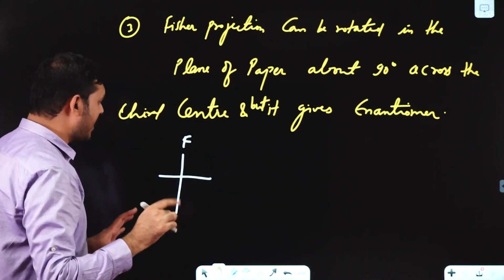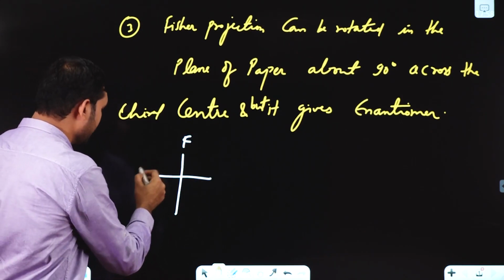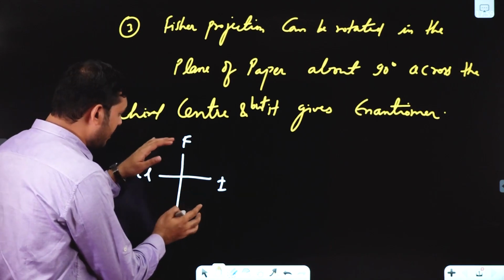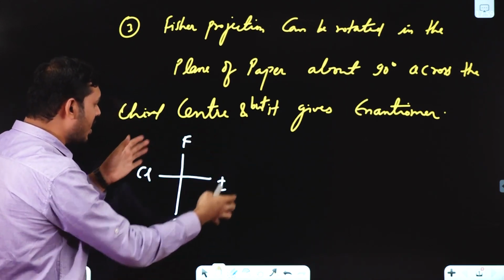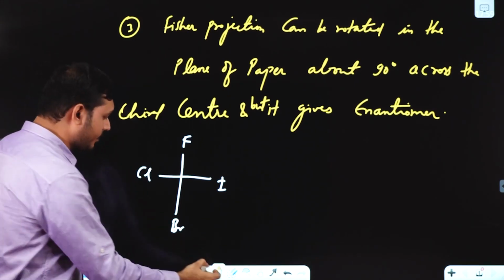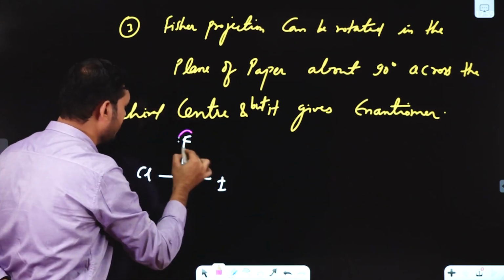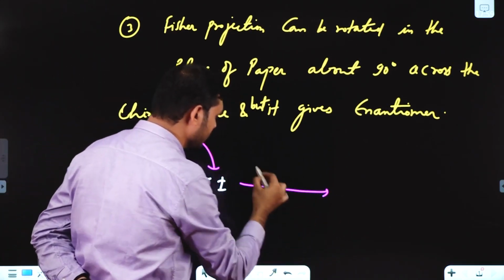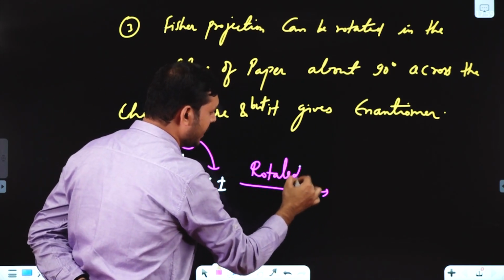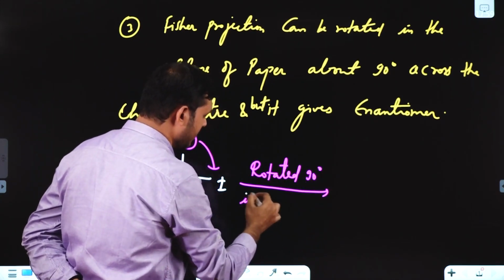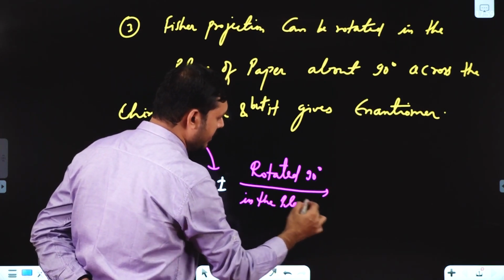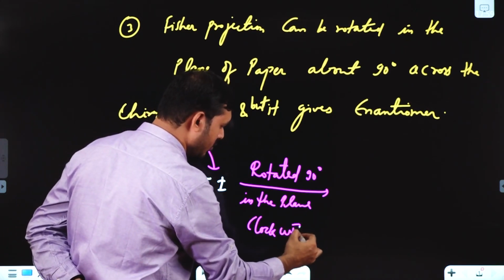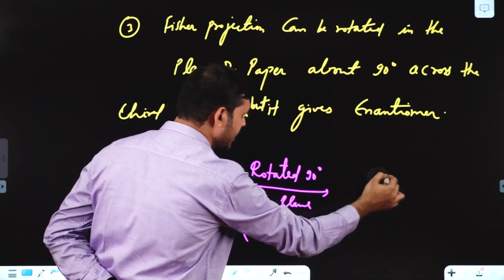Every time I am using this simplest example, so you can correlate fluorine, chlorine, bromine and iodine. Now, in this plane of paper only, if I rotate, you may rotate clockwise or anti-clockwise, that is your wish. Now I am just telling, rotate it clockwise 90 degrees in the plane.